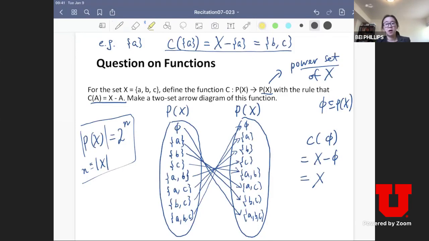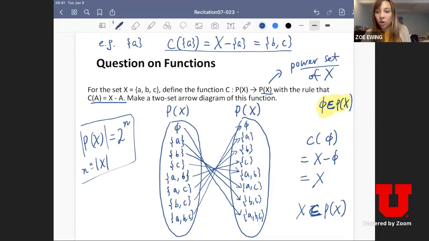So the important part of this problem is remember empty set is always an element from the power set. And the second thing is remember a set itself is an element from the power set. Okay, any questions? There are a couple in the chat. So Ashton asked, is this an inverse function? Is this an inverse function? What do you think?